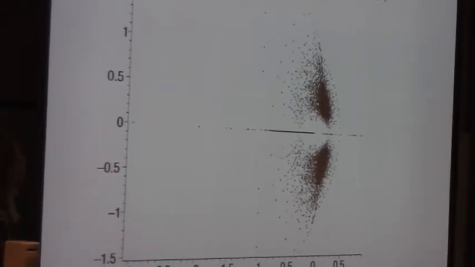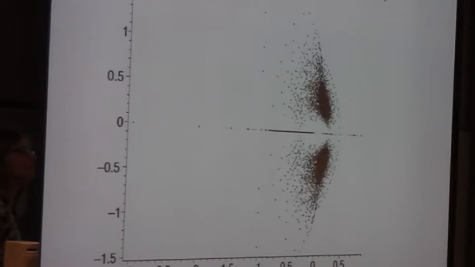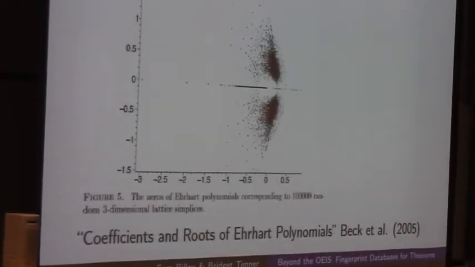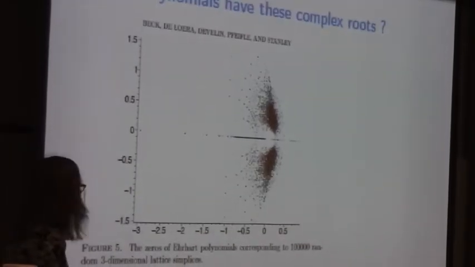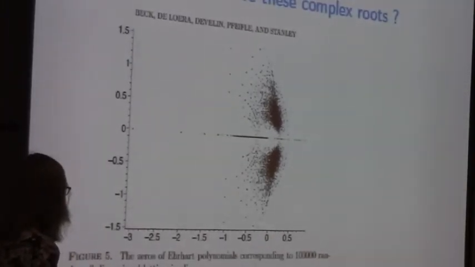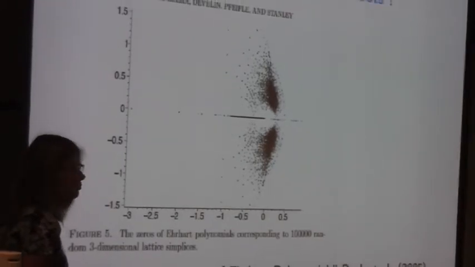So what polynomials have these complex roots? Okay, now the author can speak. You recognize it? Maybe not. So these come from a beautiful paper of Devlin, Tycho, and Stanley. These are the zeros of Ehrhart polynomials, where there were like 100,000 random three-dimensional lattices. Take the Ehrhart polynomial, factor them, and draw the roots.